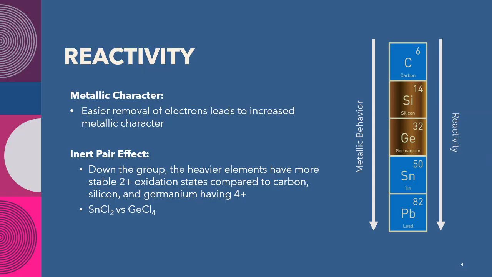Discussing the major reactions and formations of the group 14 elements, we must first talk about their reactivity. As we move down the group, the reactivity and metallic behavior of the elements increase since the size and distance of the outermost electrons and nucleus increase. We also find that because of similar reasons, the inert pair effect becomes apparent for the elements going down the group 14 elements. The inert pair effect is a phenomenon where the outermost s orbital electrons don't participate in bonding, leading to structures such as tin chloride and germanium chloride.